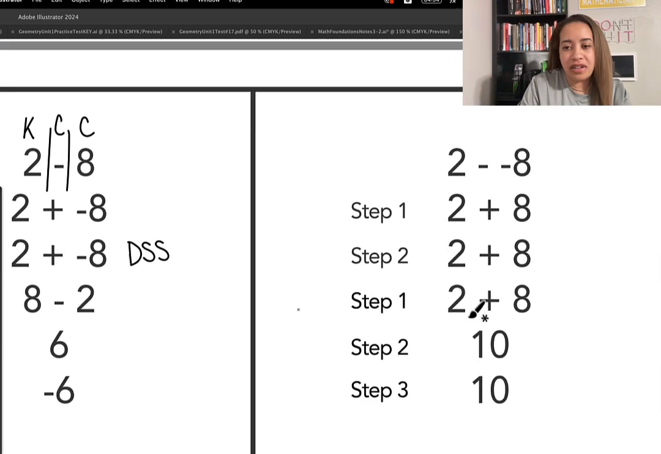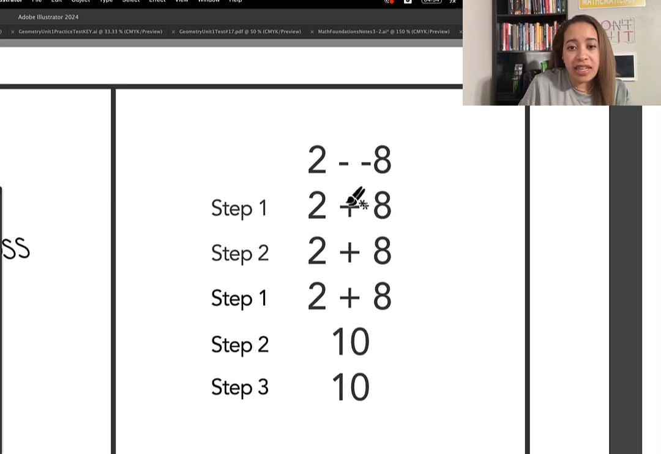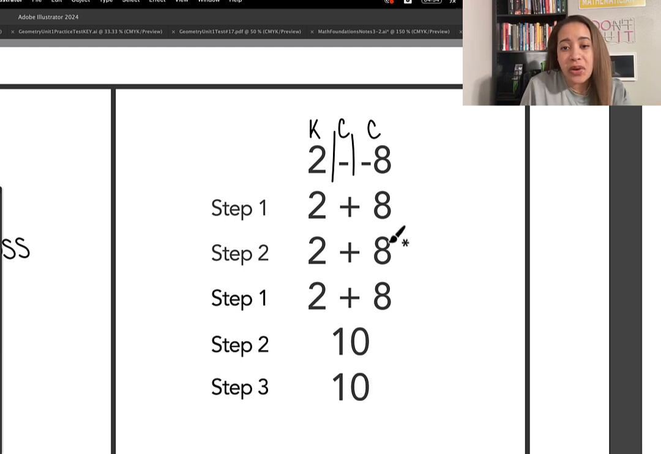Let's try out another one. So again, I see a subtraction problem. Every time I see subtraction, I'm going to say the phrase keep, change. So I keep the 2, change from a minus to a plus, and change from a negative 8 to a positive 8. So now this is really just a regular addition problem. You could probably go straight to your answer. You know that 2 plus 8 gives us 10.